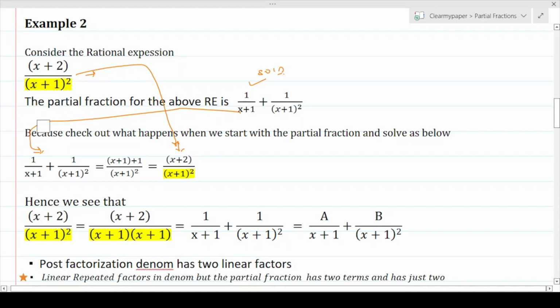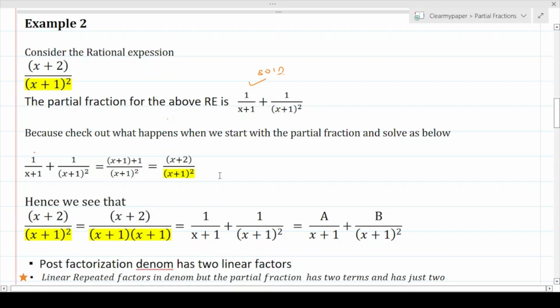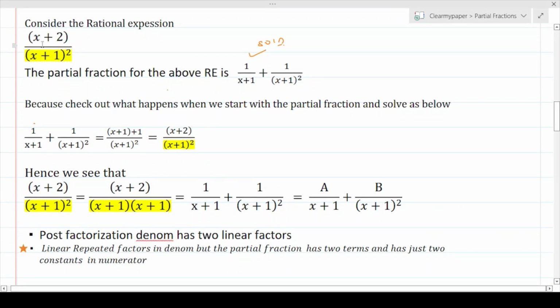And that's the reason we know that the partial fraction for this rational expression has to be this, and we have proved that, just for simplicity. So we know that there's a solution. And hence we can take this rational expression as it is, and we can split the denominator because it's repeated. I'm repeating it twice, and that's linear repeated.